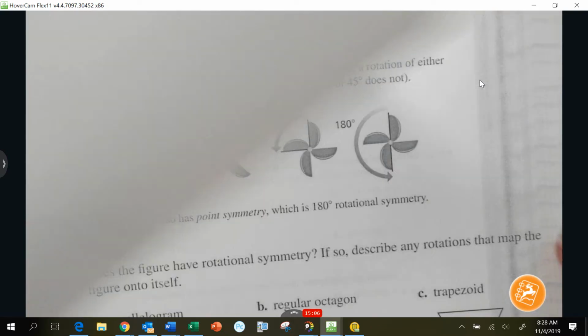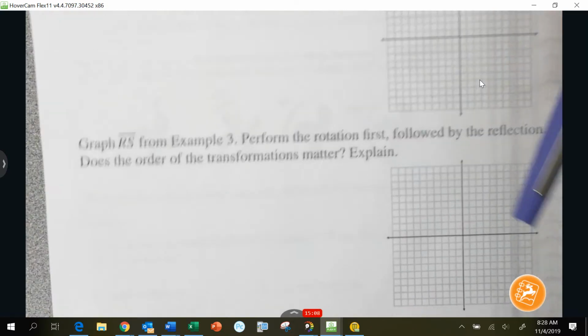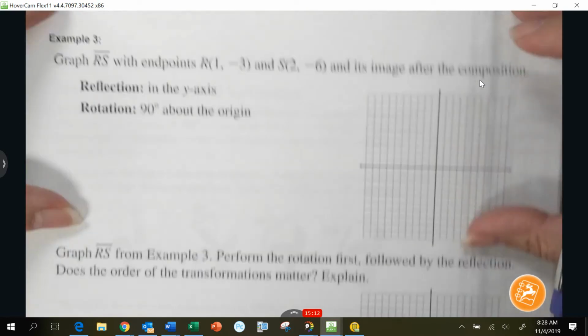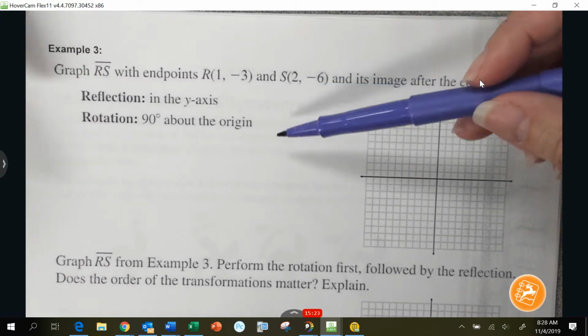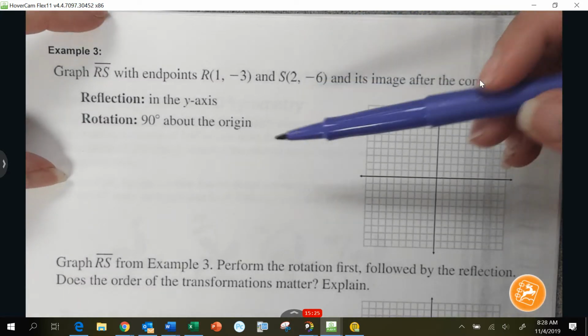Now let's do some composition functions. I actually don't want to spend that much time on this because I feel like you guys are getting this, not a problem. Let's try graph RS, the first one, graph RS, with endpoints 1, -3, 2, -6, and there is a composition, meaning there's two things that you have to do.